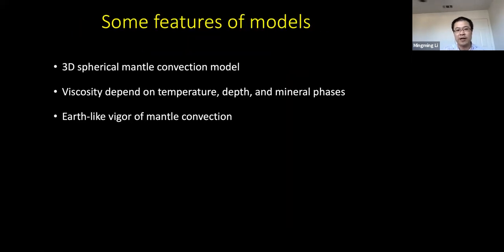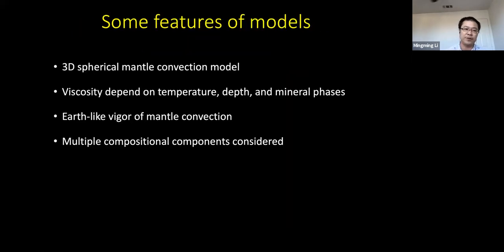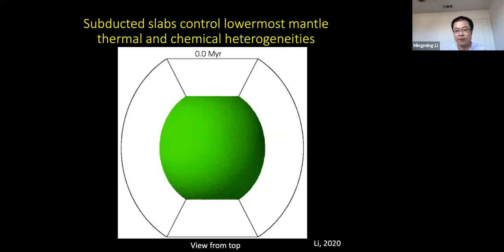So these are some important features of these models: a 3D spherical mantle convection model, with viscosity depending on temperature, depth, and mineral phases. I also use Earth-like vigor of mantle convection, and multiple compositional components are included.